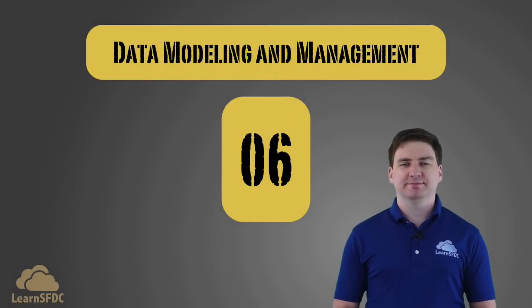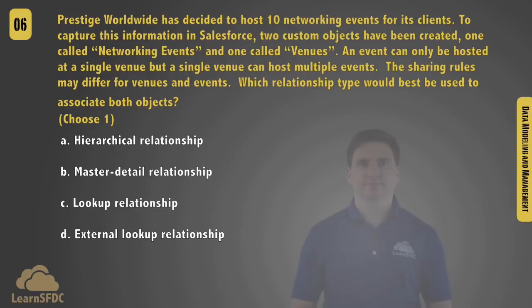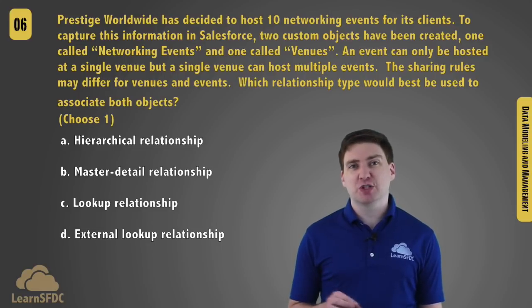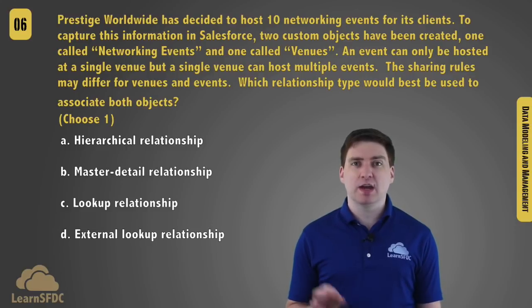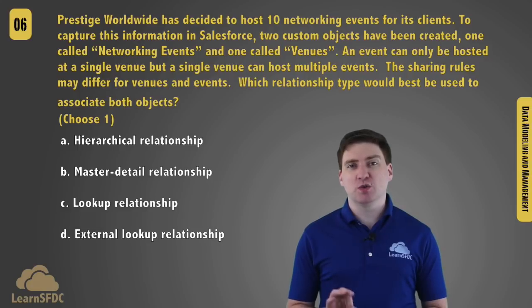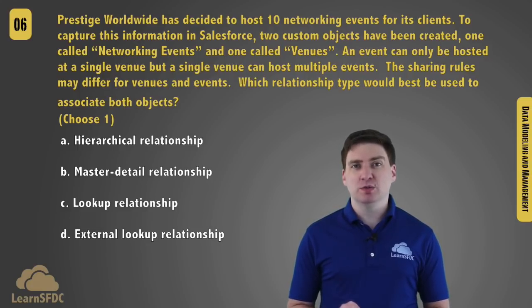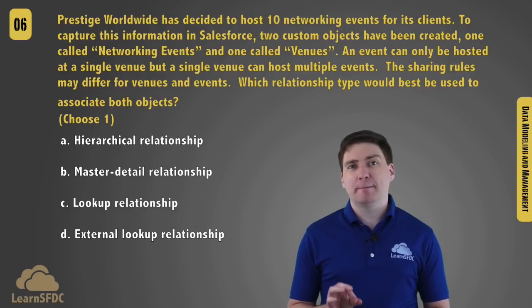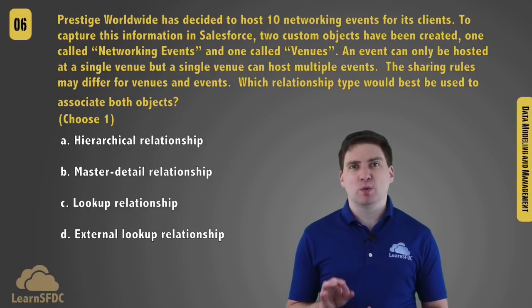Question 6. Prestige Worldwide has decided to host 10 networking events for its clients. To capture this information in Salesforce, 2 custom objects have been created, one called Networking Events and one called Venues. An event can only be hosted at a single venue, but a single venue can host multiple events. The sharing rules may differ for venues and events. Which relationship type would be best to use to associate both objects?